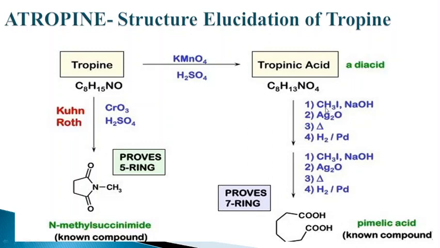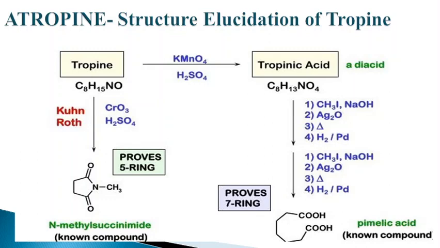This tropinic acid, when subjected to Hofmann's exhaustive methylation twice, this is the first part of Hofmann's exhaustive methylation. Reagents, as we already studied, are methyl iodide and NaOH, converting the tertiary nitrogen of tropinic acid into a quaternary salt. Then the quaternary iodide is formed. Then when it is treated with silver oxide, the corresponding hydroxide is obtained, and on heating and reduction we get an unsaturated acid, and the nitrogen is expelled from the ring.